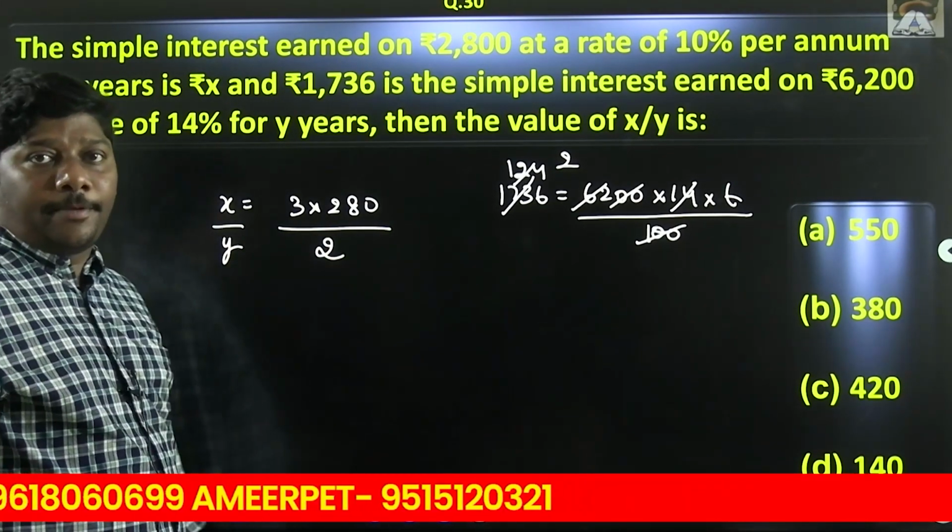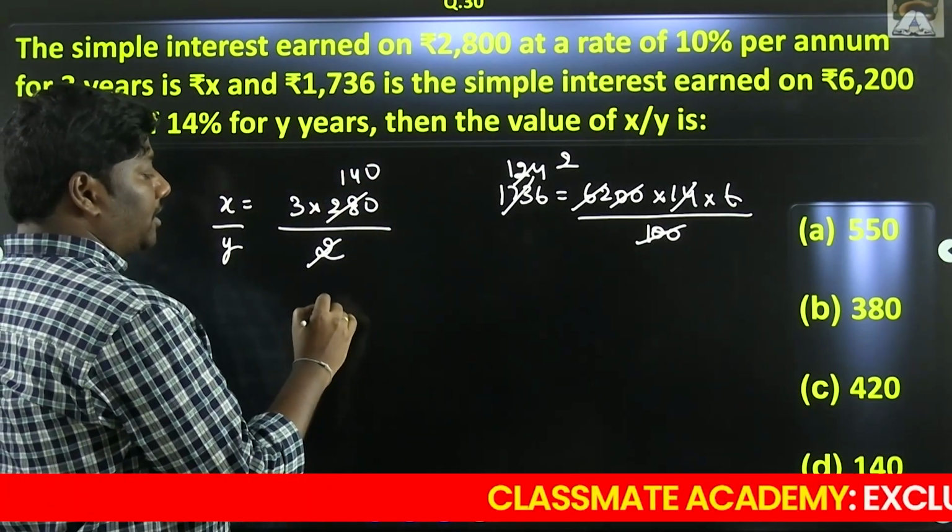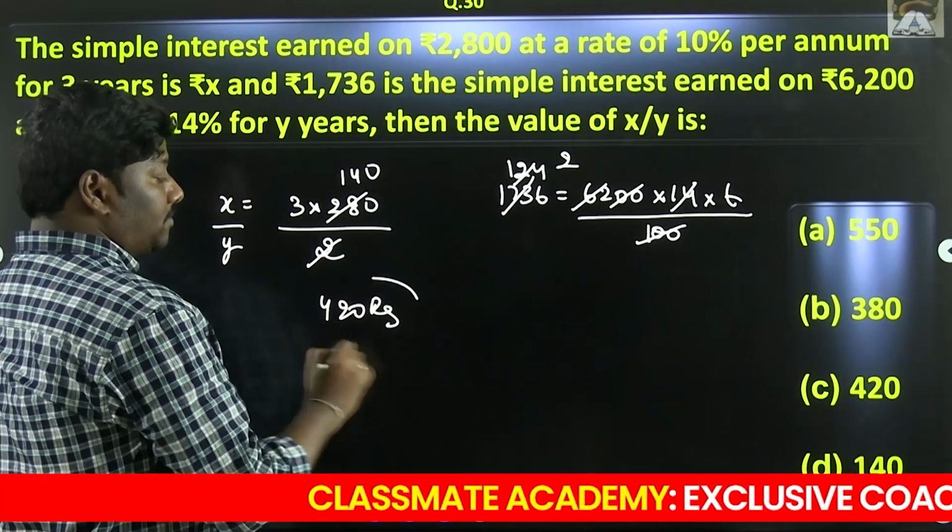He is asking you X by Y. 2 1s are 2, 2 140s are. So what is X by Y? 3 into 140 is 420 rupees.